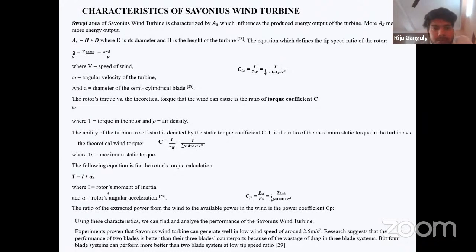Characteristic of Savonius wind turbine. The swept area of the Savonius wind turbine is characterized by A, which influences the energy output of the turbine. More area means more energy output. Here you can see, sir, A equals H into D, where D is the diameter and H is the height of the turbine, and the equation is lambda equals V rotor equals omega D by V.